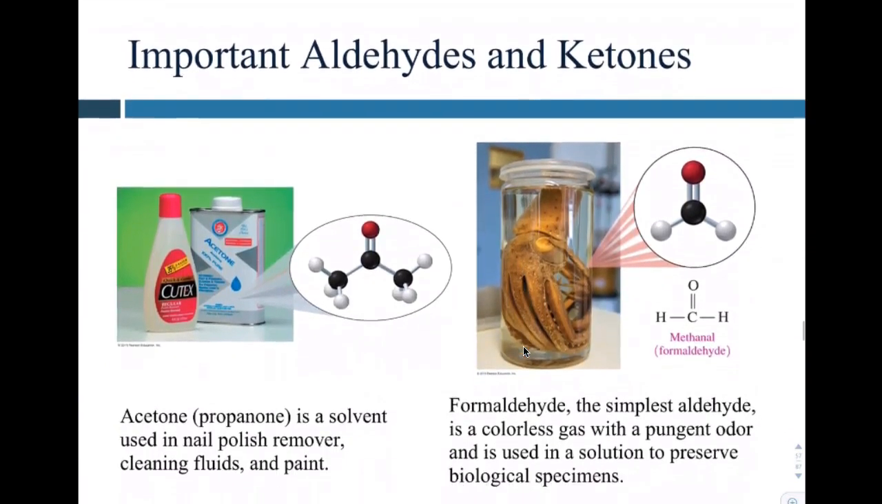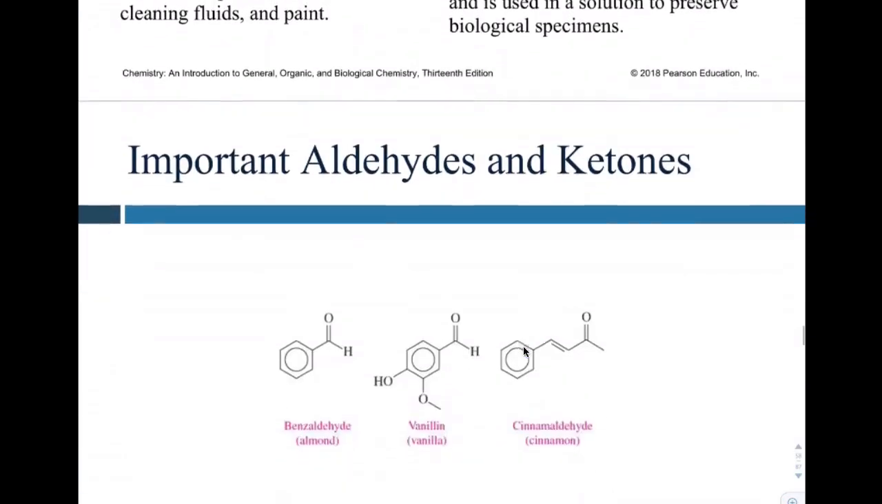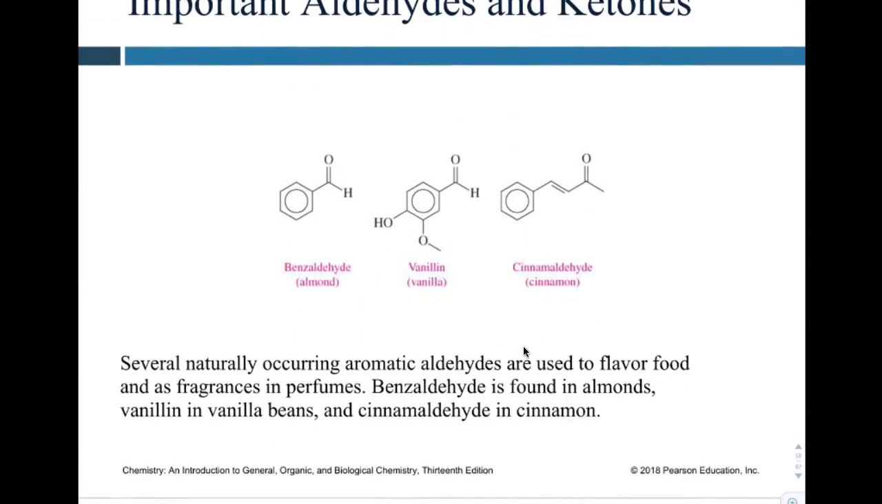So, some important aldehydes and ketones. Acetone is propanone. So that's a common name for propanone. Acetone, you've definitely used that. And formaldehyde, which is methanal. Here are some others. Benzaldehyde, which is almond, vanillin, and cinnamaldehyde, which is cinnamon.